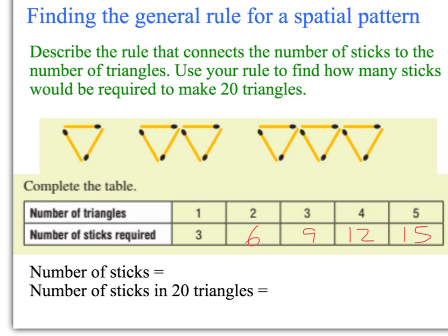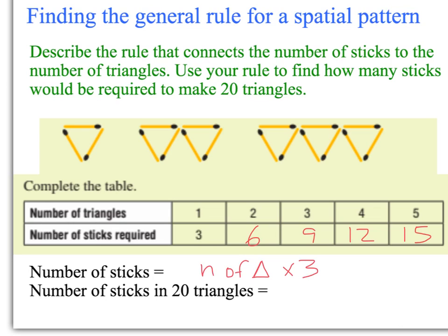So the number of sticks equals, so the rule might be the number of triangles times 3. So you can see 3 3s are 9, 4 3s are 12, 5 3s are 15, 2 3s are 6. It works for each one. So remember what I said about making sure the rule works for every part of the sequence that you've seen.